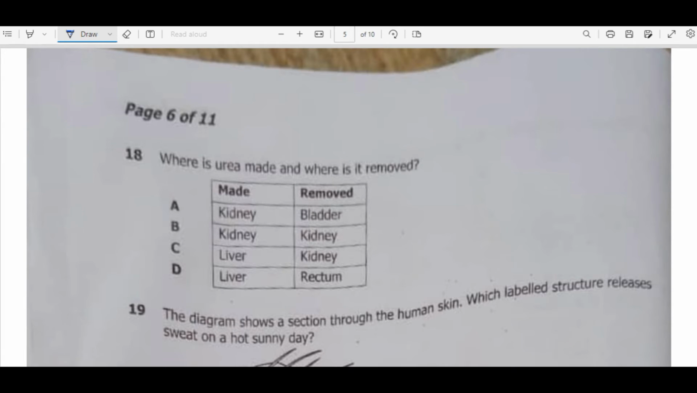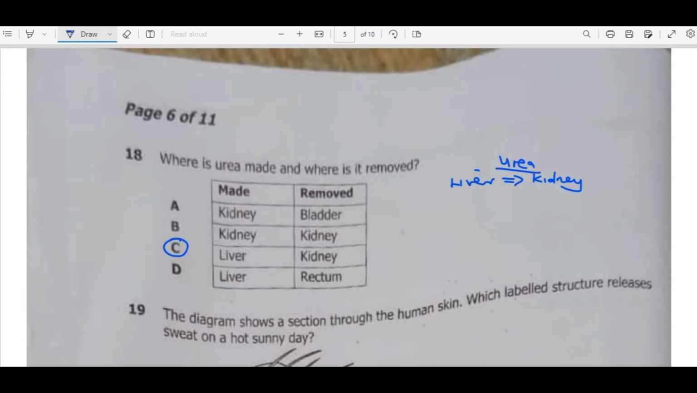So where is urea made and where is it removed? So number one, you have made and then removed. So you'd find that we have the first one is kidney, and then bladder, and then kidney, and then we have kidney, and then liver, and then we have kidney, and then liver, and the rectum. So where is it removed? So urea, you'd find that urea is made in the liver, and then it is excreted in the kidney. So that is the process of urea, how urea is made and excreted. So the answer there, it is C.